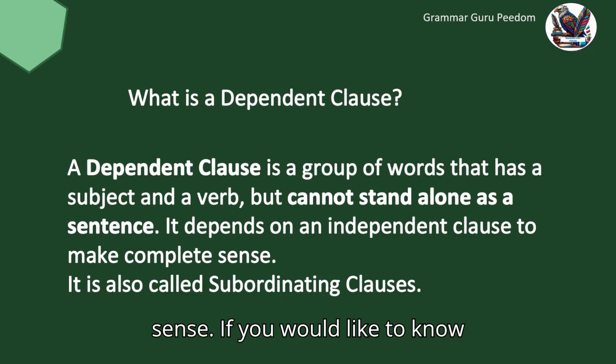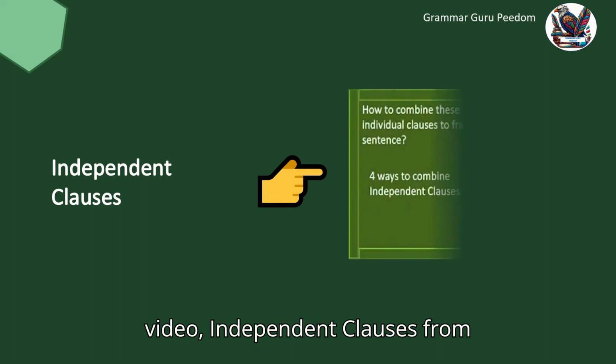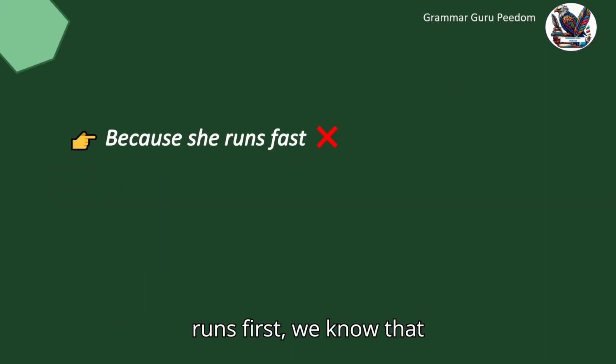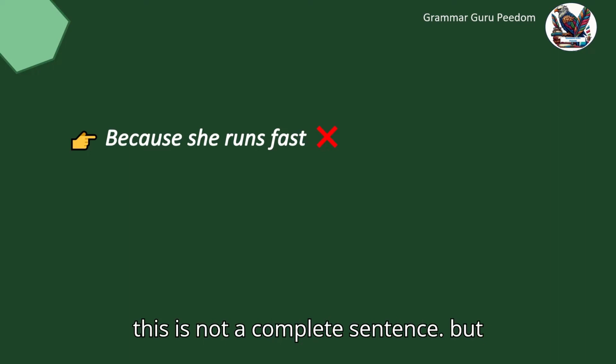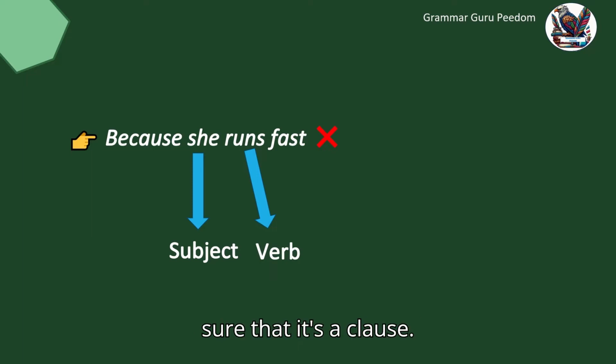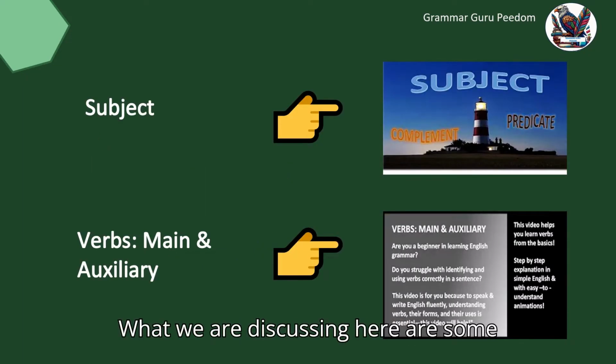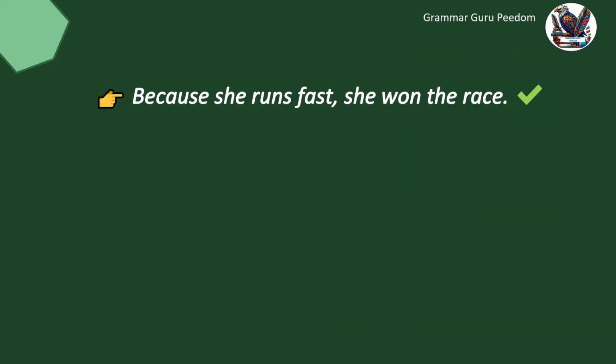If you would like to know about independent clauses, watch this video, Independent Clause. Because she runs fast. We know that this is not a complete sentence, but it has a subject and a verb, and we are sure that it's a clause. What we are discussing here are some clauses that cannot stand alone.